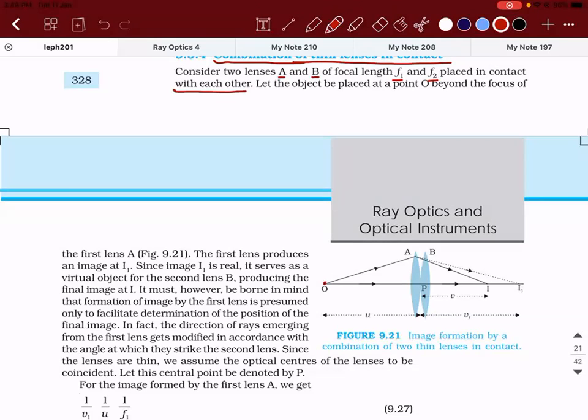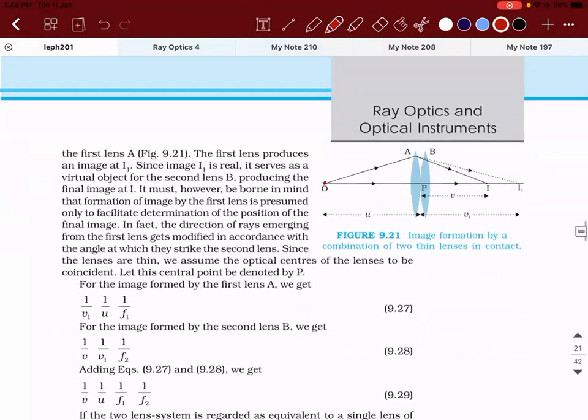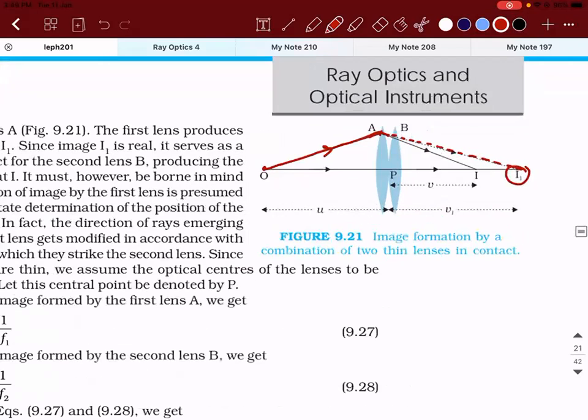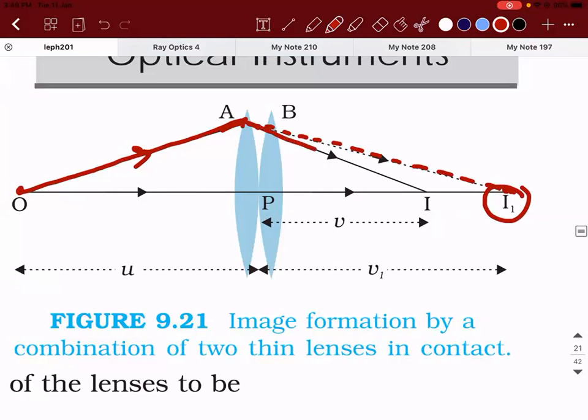There is an object which is placed at O beyond the focus of the first lens. Okay, so it is placed somewhere over here. Then this ray will travel like this, right? And it will bend in such a way that due to the first lens, it should have formed an image at point I1. But what is happening is it undergoes a second refraction, and due to which it goes and hits the surface, and the final image is formed at this point.